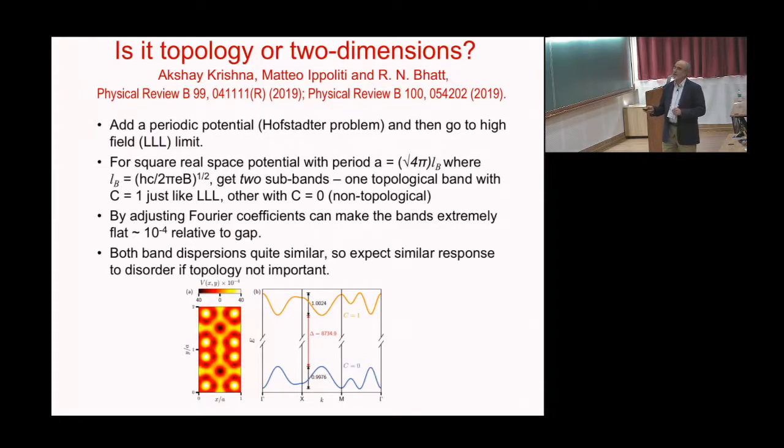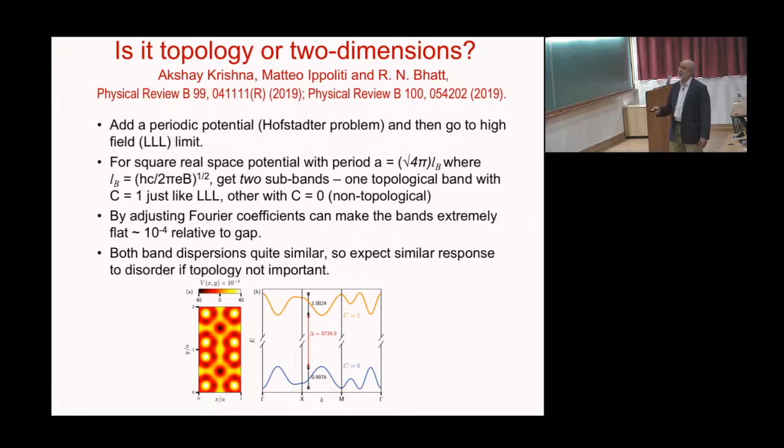And these subbands are actually very flat. They look not flat because we have enhanced this by a factor of 10 to the 4. The gap between these 2 bands is 8700, and the bandwidth is 1. So if I were redrawing the picture, I would make that 1 and that 10 to the minus 4. So you get 2 bands that are roughly the same in size, but the only difference is this band has a topological Chern number of 1, which is the same as that of the Landau level, whereas this is a topologically trivial band with no Chern number.